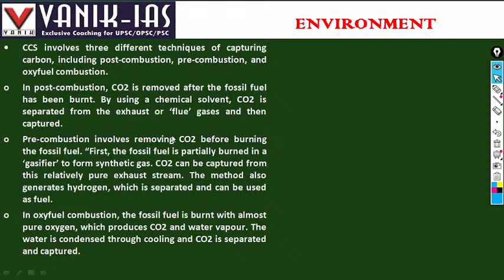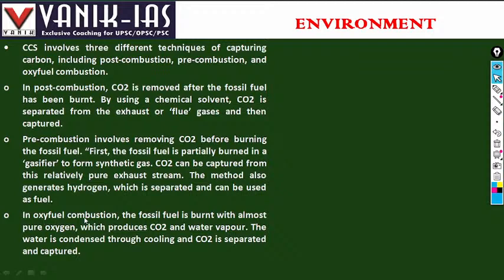Pre-combustion involves removing carbon dioxide before burning the fossil fuel. First, the fossil fuel is partially burnt in a gasifier to form synthetic gas. Then the carbon dioxide can be captured from the relatively pure exhaust stream. The method also generates hydrogen, which is separated and can be used as a fuel. That is called hydrogen fuel cell technology.